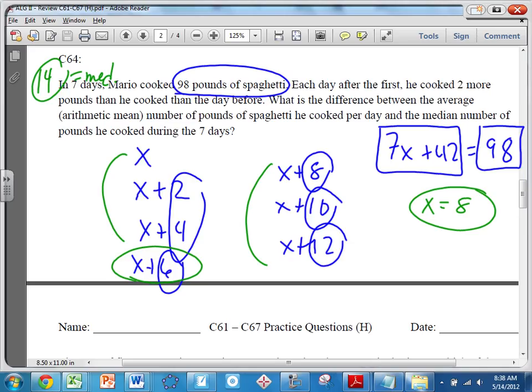It's 98 divided by 7, right? The total is 98. He cooked 98 pounds of pasta over 7 days. What's 98 divided by 7? It's 14. So the average is 14.